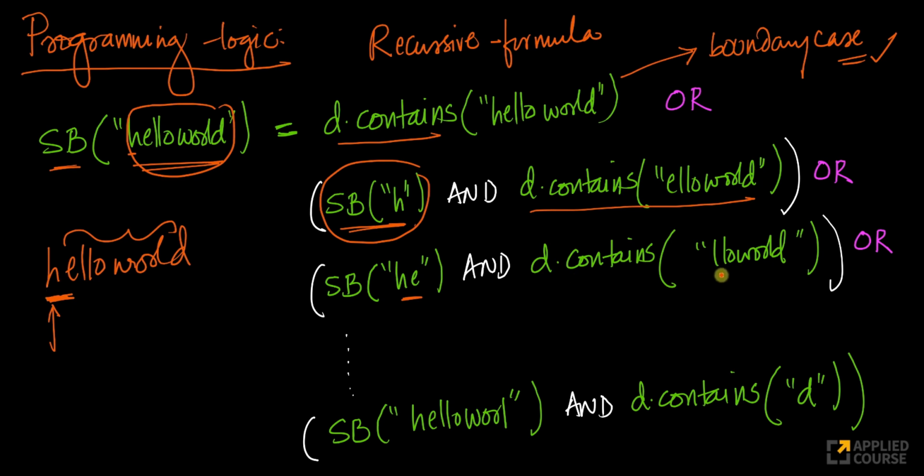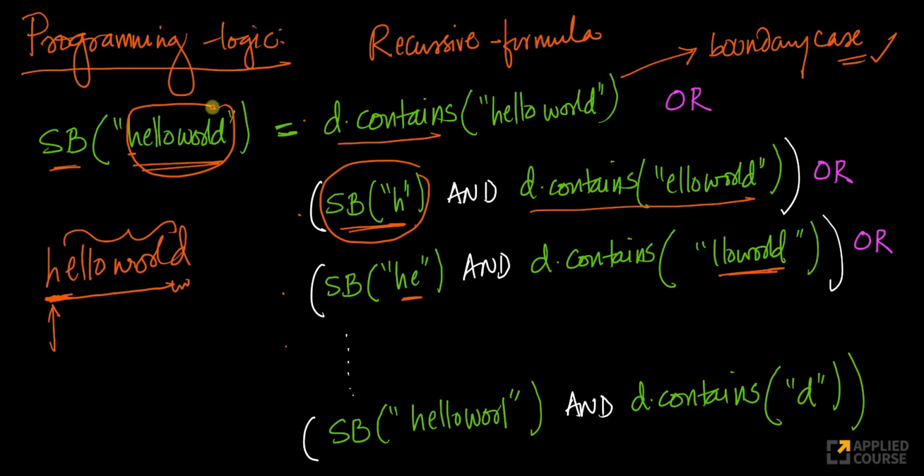And now if the dictionary contains the rest of the characters. Look at this. If this is true, or this is true, or this is true, or this is true, and so on and so forth. What will be the last case? The last case will contain all of these except the last character here. So recursively, look at this.